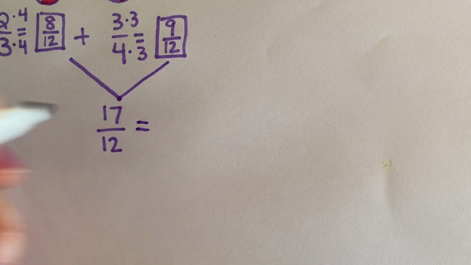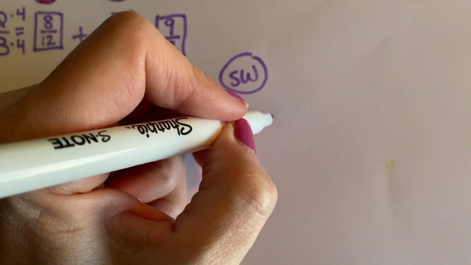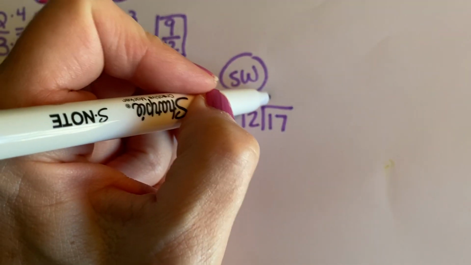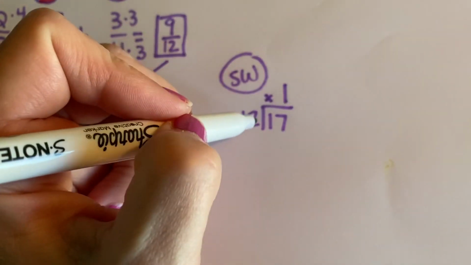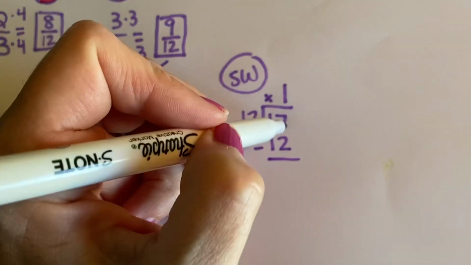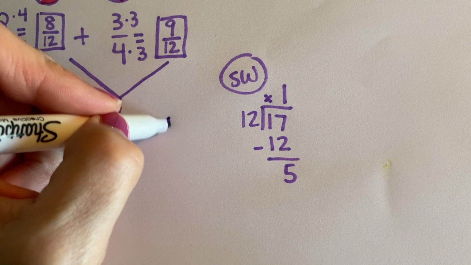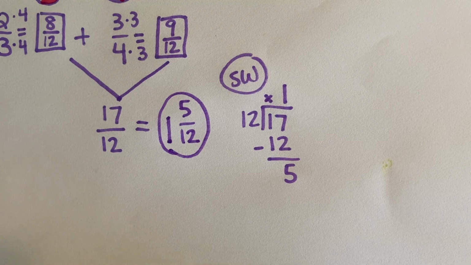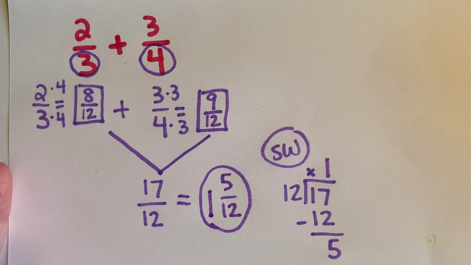So let's put an equal sign and do a little side work, do a little SW over here, side work, to get this to a mixed number. So we'll take 17 and we'll divide it by 12. Okay, 12 cannot squeeze into 1, but we can fit 1 twelve into 17. 1 times 12 is 12. And when we subtract, we get 5. So my mixed number and final answer will be 1 and 5/12. And that's how you add two fractions together that didn't originally have a common denominator.